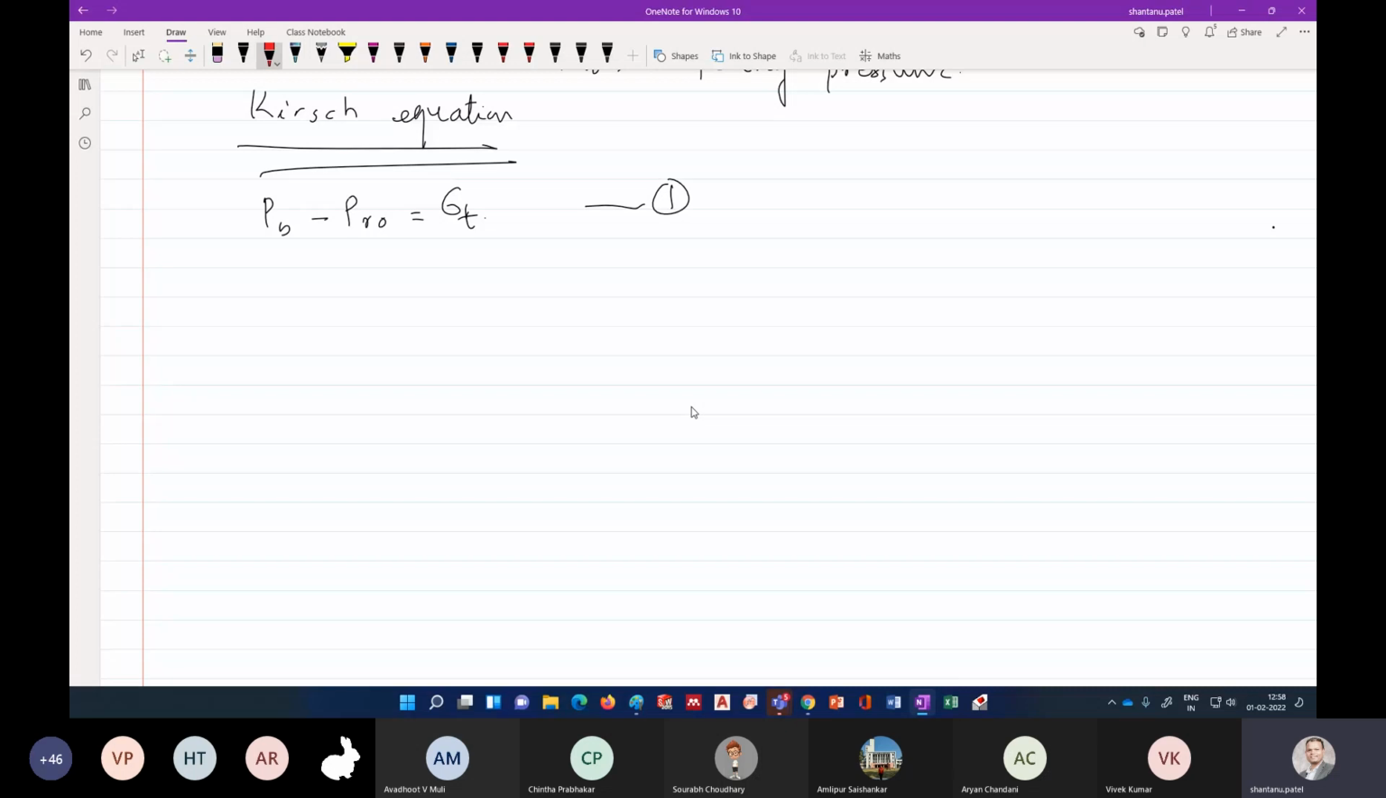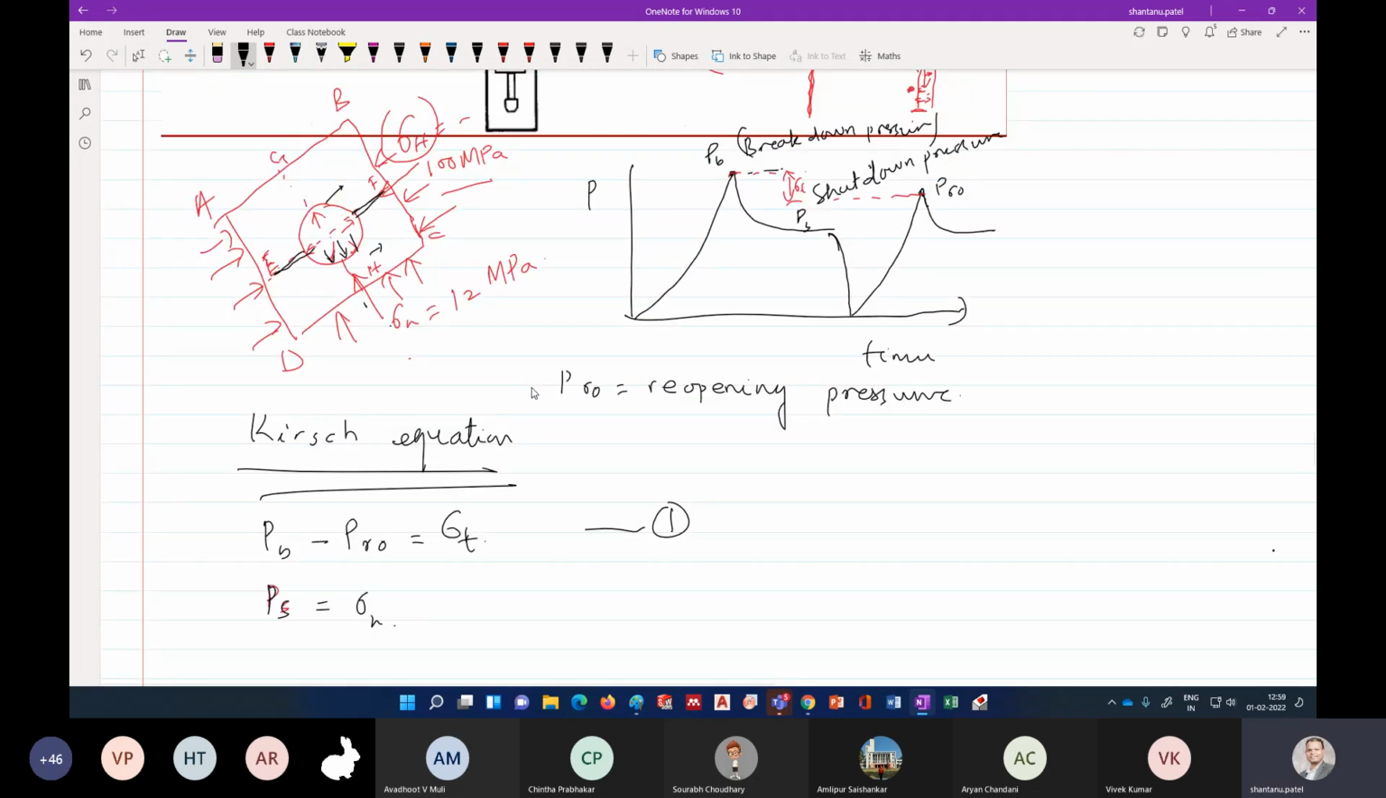The second thing is, the shutdown pressure is your small sigma h. So PS equals sigma small h, the small horizontal stress. Why? Because when the crack is closing, it is reaching towards the value of pressure that this crack surface applies in this direction. That is your sigma small h value. So this PS is your sigma small h. You just try to see it. If you still have any problem, just let me know.